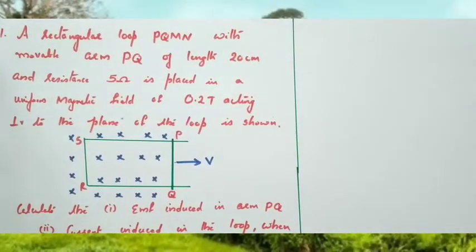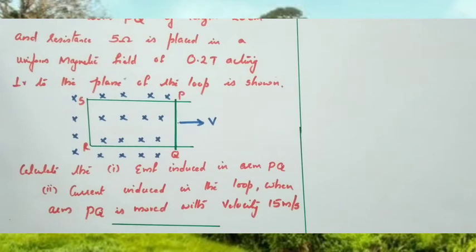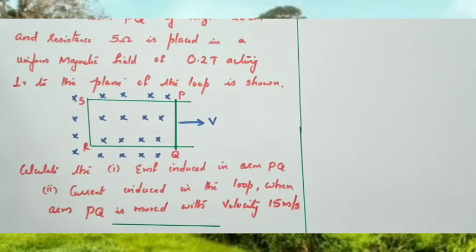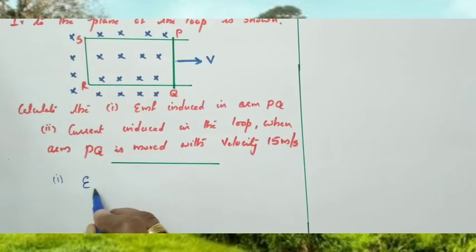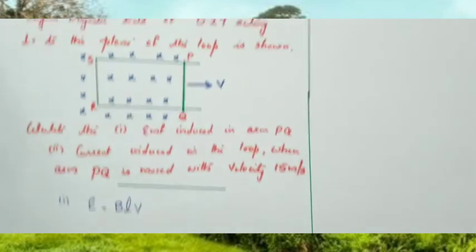A rectangular loop PQMN with movable arm PQ of length 20 cm and resistance 5 ohm is placed in a uniform magnetic field of 0.2 Tesla acting perpendicular to the plane of the loop, as shown. Calculate the EMF induced in the arm PQ and the current induced in the loop when arm PQ is moved with velocity 15 meter per second. The figure is given. What is the formula for EMF? EMF is given by BLV.